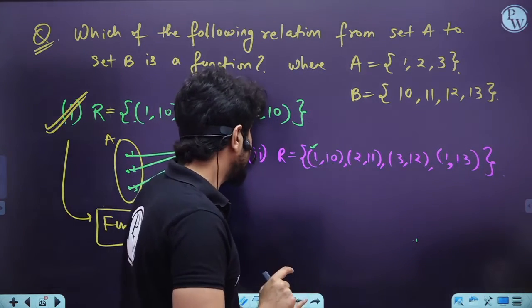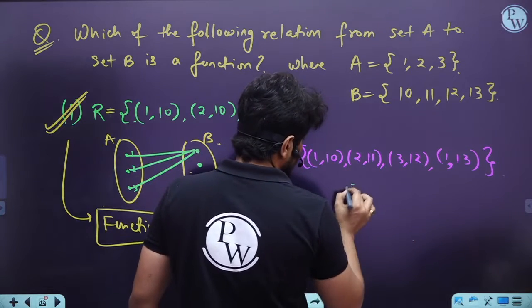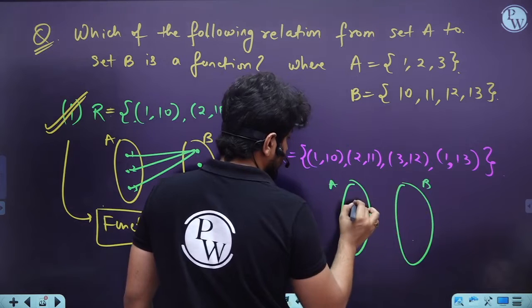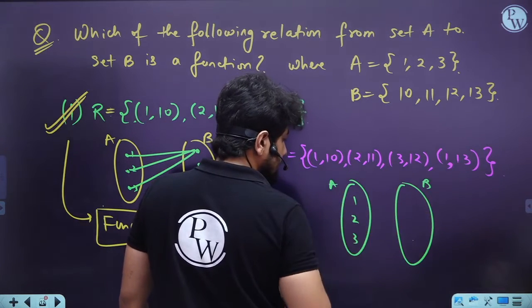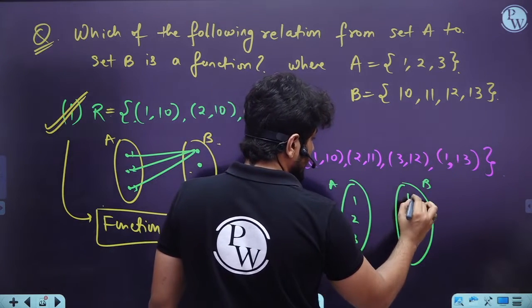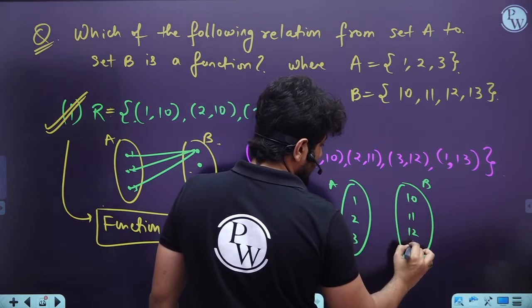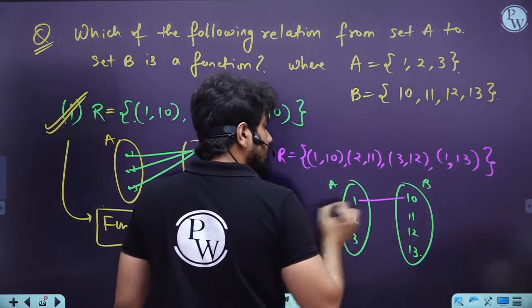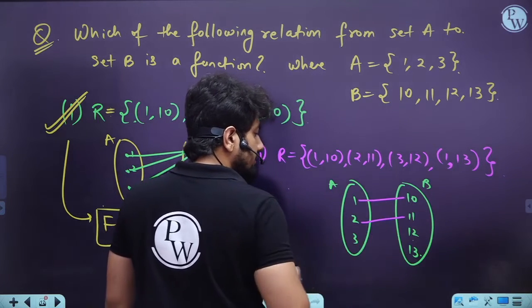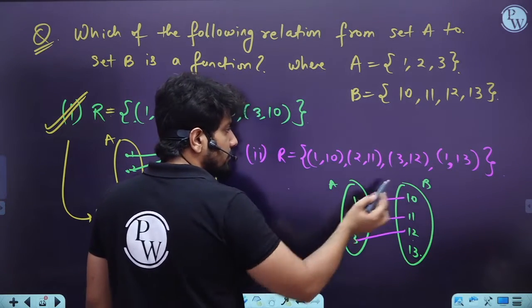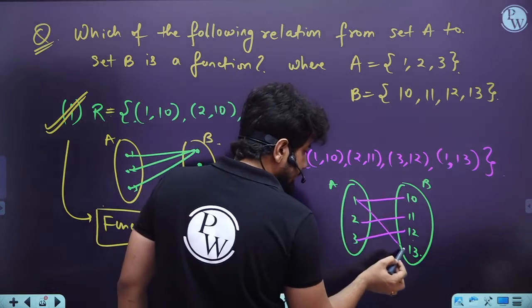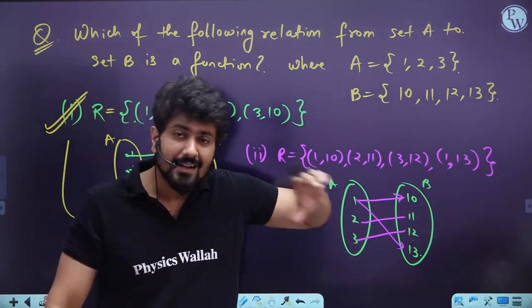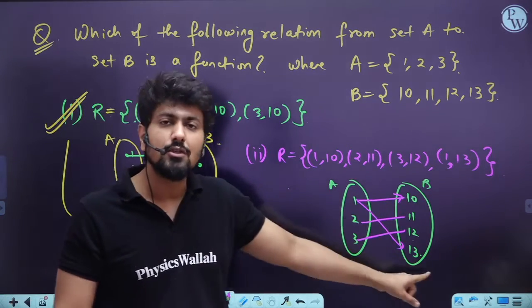If you see it diagrammatically, this is how it will look. This is set A, set B. There are elements 1, 2, 3 in set A. There are elements 10, 11, 12, and 13 in set B. See, 1 is related to 10, 2 is related to 11, 3 is related to 12, but what's the problem? 1 is also related to 13. So see, at 1 input, we are getting 2 different outputs. There is a divergence, you can see.